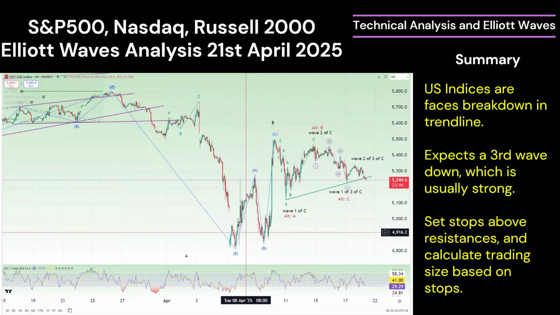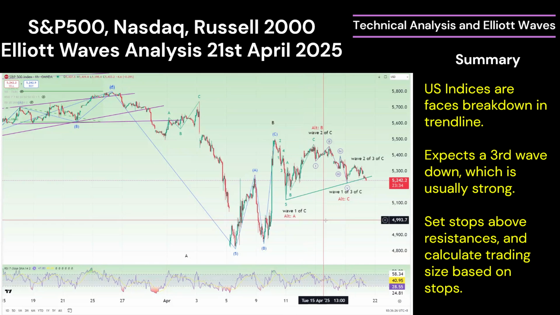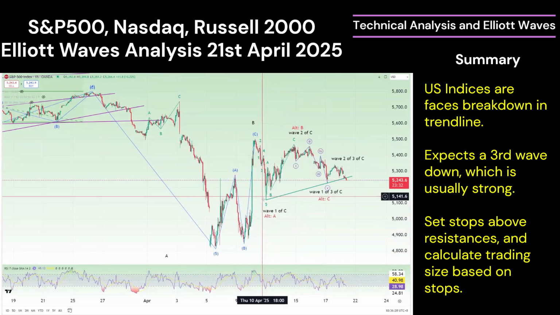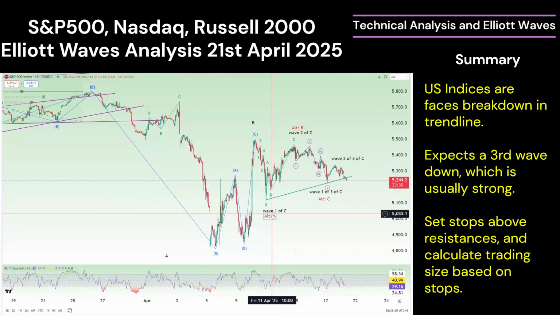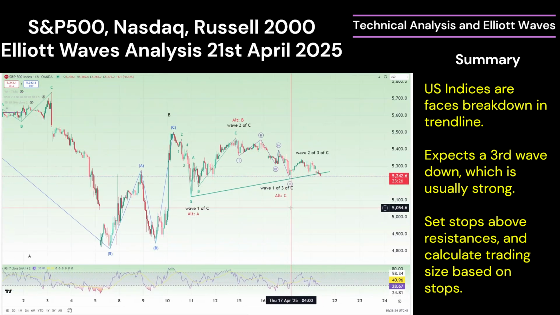Today I want to talk about the U.S. equity indices, namely the S&P 500, the Nasdaq, and also the Russell 2000. Over here you see the S&P 500, and you see that I have this wave count here with the red color alternate count. I will go through the primary count first.